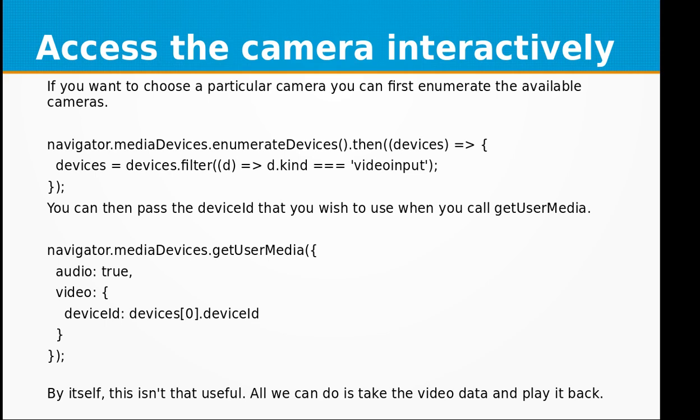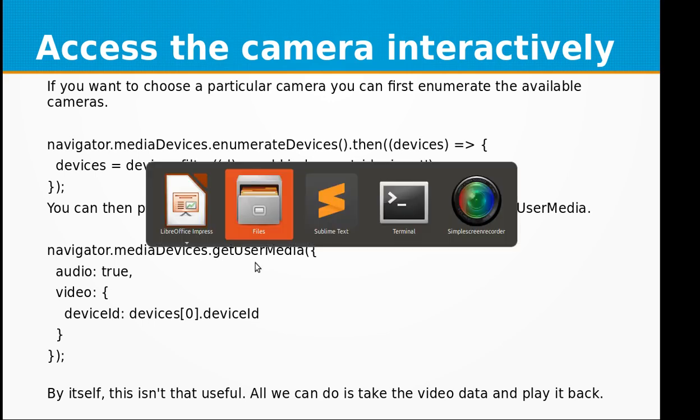If you want to choose a particular camera, you can first enumerate the available cameras. Let's say you have multiple cameras on your computer or a laptop. One is your built-in camera, which is built into your laptop, and you have an external camera from another company which has a better quality, and you want to use that camera instead of the camera built into the laptop. So you can do that as well.